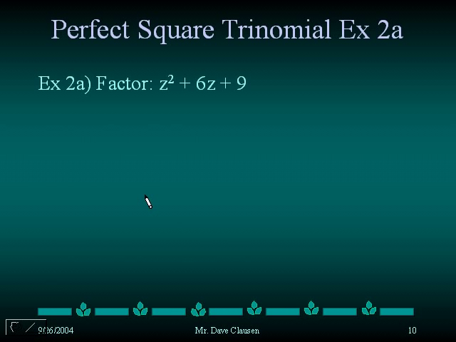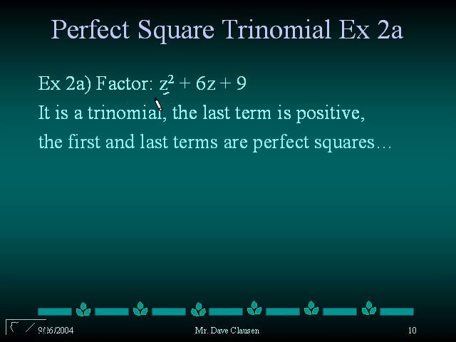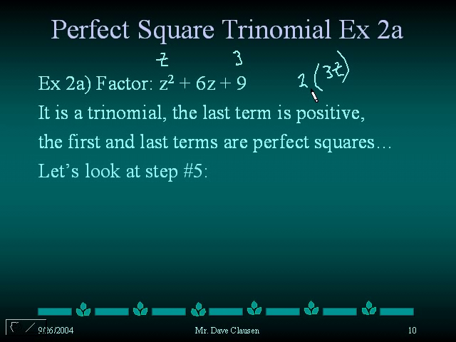So let's try an example. z squared plus 6z plus 9. Let's check. Yes, it's a trinomial. Yes, the last term is positive. Yes, the first term is a perfect square. And the last term is a perfect square. And if we took the square root of the first term and the square root of the last term, multiplied them together, and doubled it, we would get the middle term.